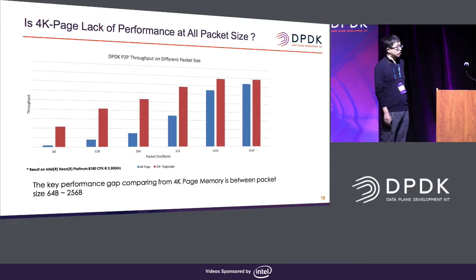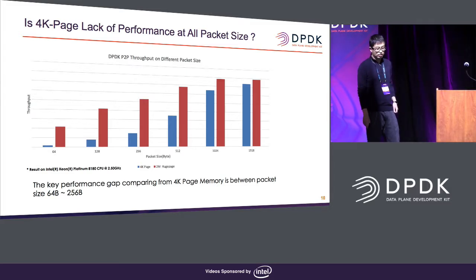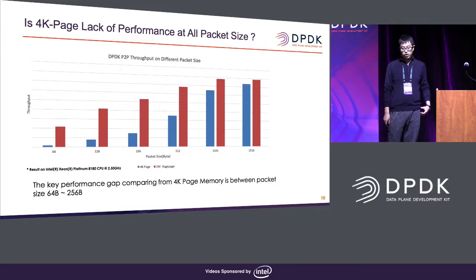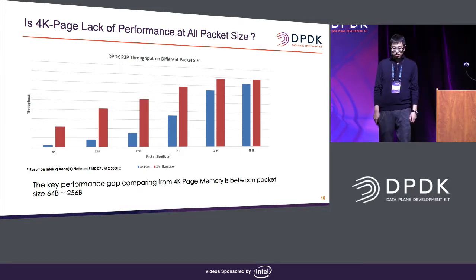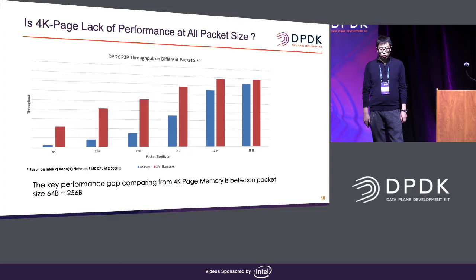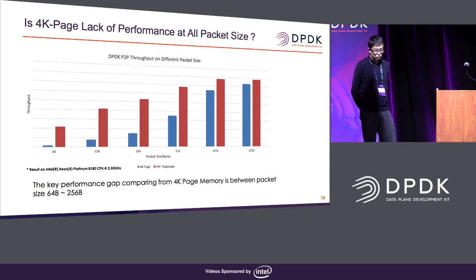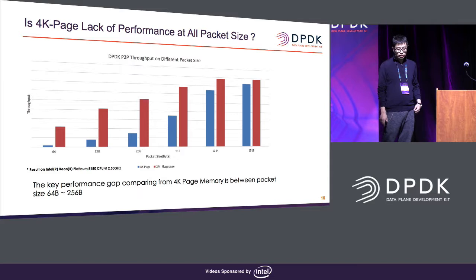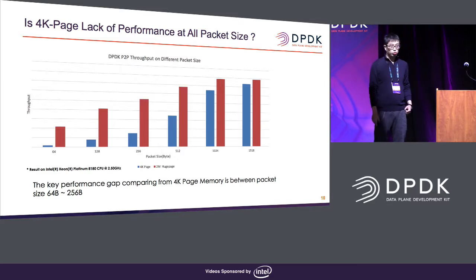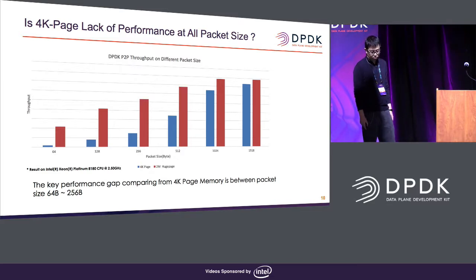So the question is, in an IO-bound scenario, does 4K page lack performance for all packet sizes? In this table, we can see that for the larger packets, 4K page still has good performance. But the worst case is at packet size 60, and between 60 and 200. So we will see, is there any potential way to improve this?